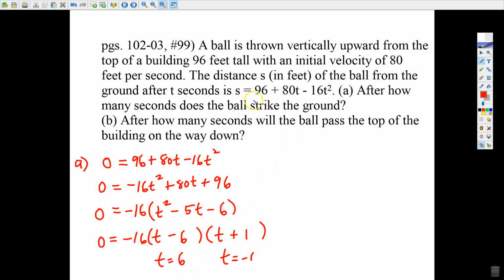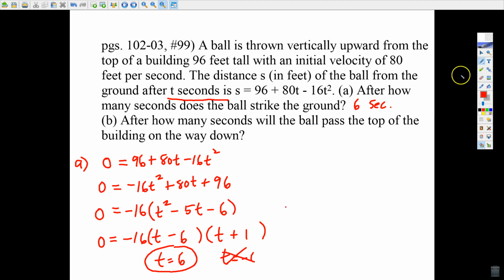Remember, t represents an amount of time in seconds. And obviously we can't have negative time. So once again, we have an answer that does not make sense. It's not reasonable. So the only good answer of these two is 6. So the answer for letter A, after how many seconds does the ball strike the ground? 6 seconds.